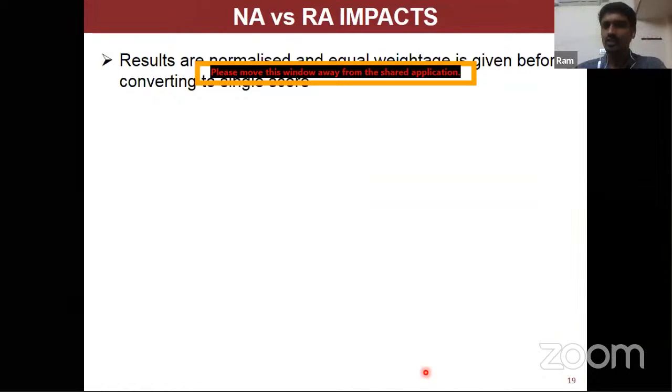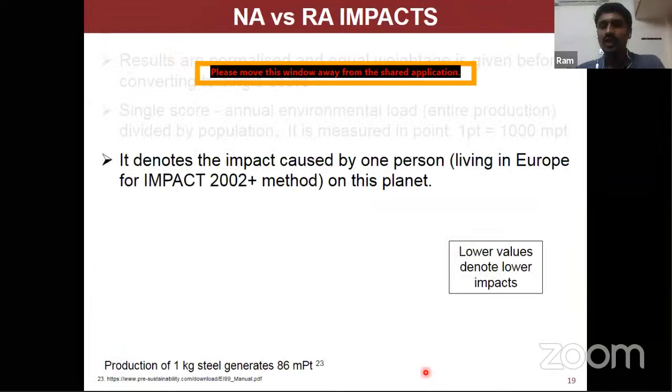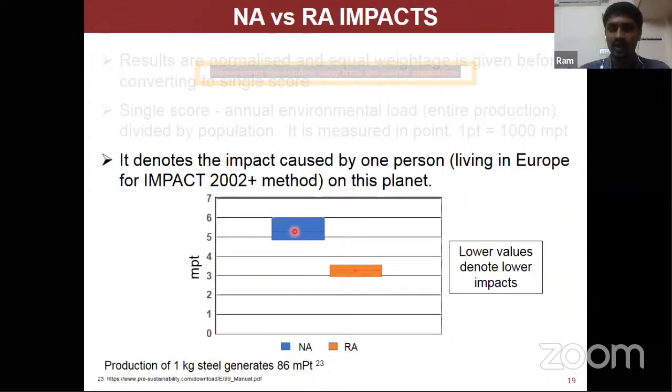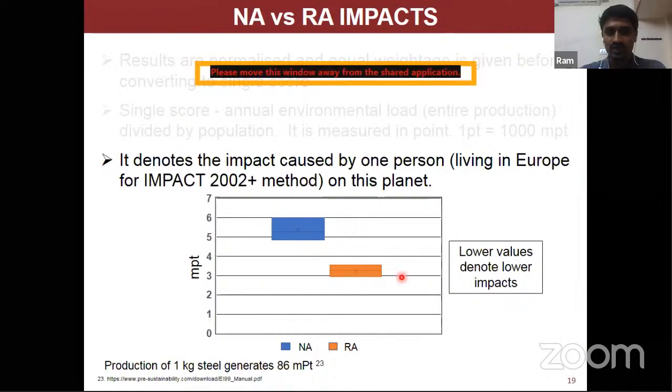To give you an easy comparison, I'm converting it into a single score. For the natural aggregate, it is about 5 to 6 millipoints. The millipoint is just the impact caused by one person on the planet, based on normalization. On the other hand, for the recycled aggregate, it is just about 3 to 3.5. So you can clearly see the difference between the natural aggregate and recycled aggregate. Thus, there's a benefit. To give a comparison, 1 kg of steel generates about 86 millipoints. So that's the difference between steel and aggregate manufacture.